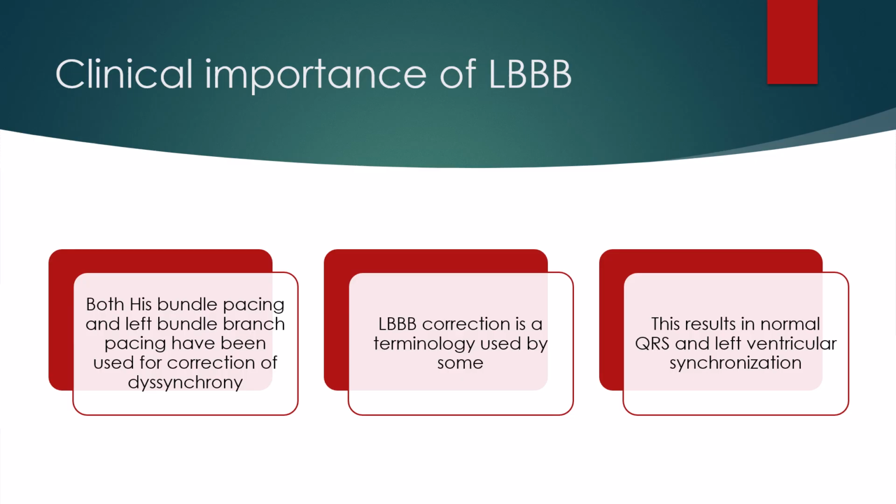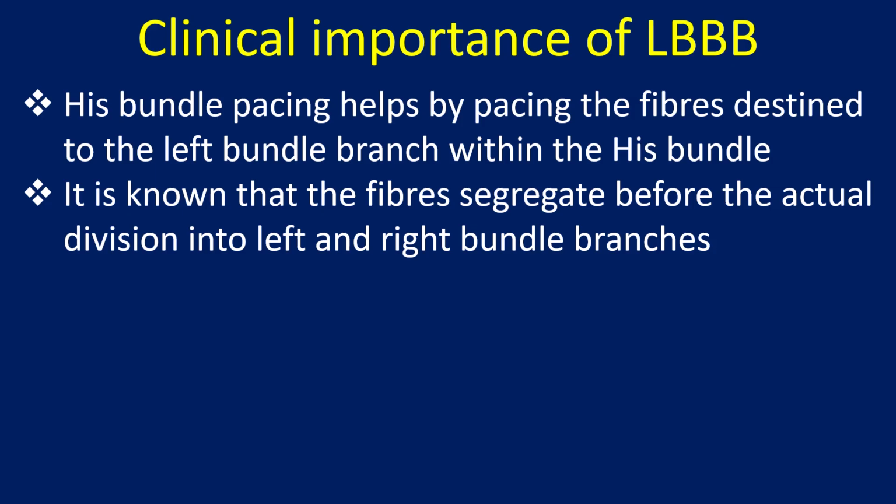Both His bundle pacing and left bundle branch pacing have been used for correction of dyssynchrony. LBBB correction is a terminology used by some. This results in normal QRS and left ventricular synchronization. His bundle pacing helps by pacing the fibers destined to the left bundle branch within the His bundle. It is known that the fibers segregate before the actual division into left and right bundle branches.